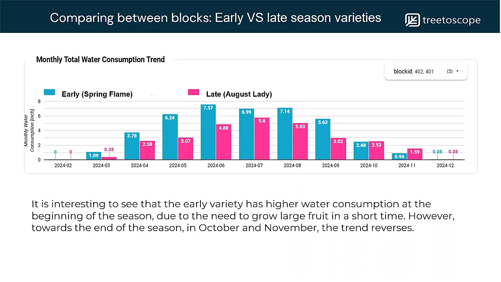Yeah, no, we can definitely see that in the trends. I think the main thing is that in this case study, we're seeing that compared to a late variety, there's definitely more transpiration, more actual water consumption that's required by the earlier variety.